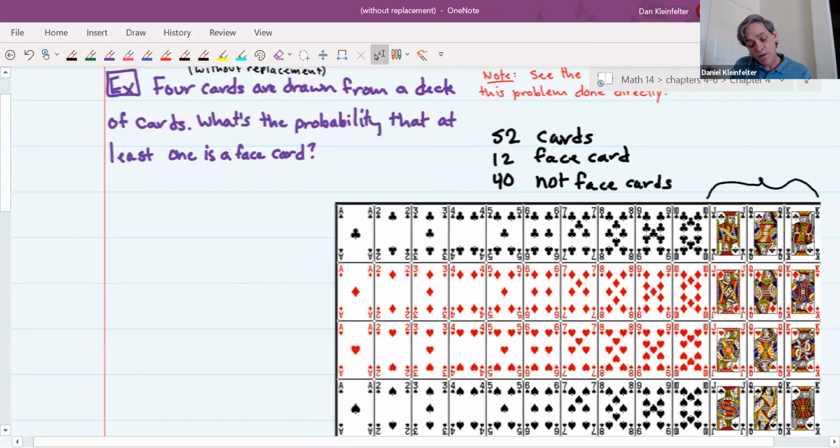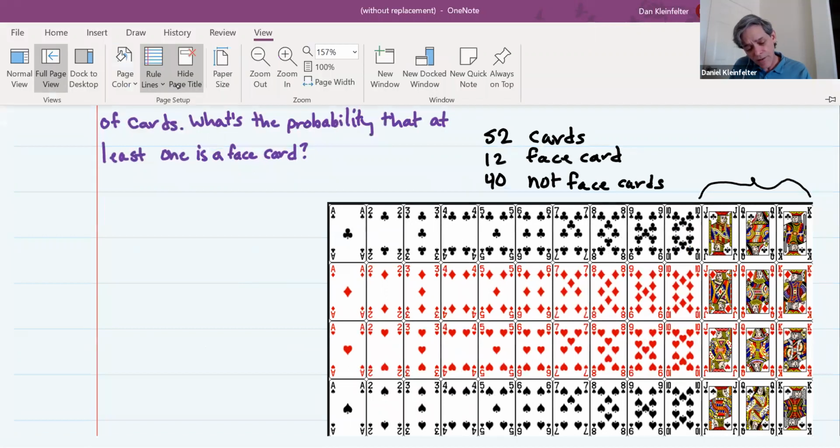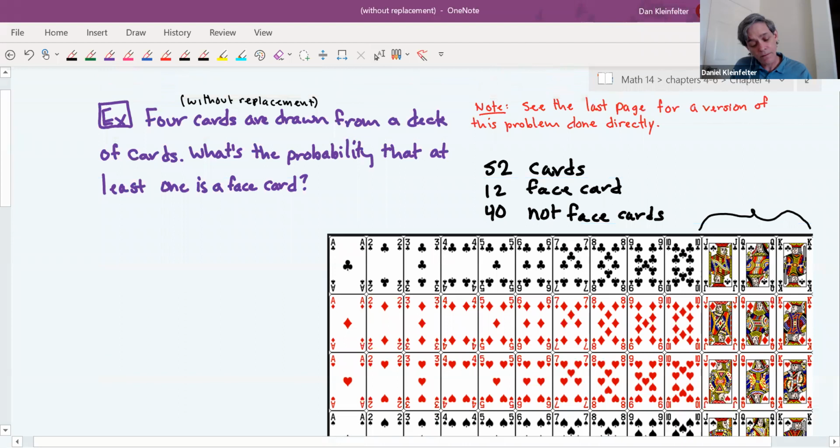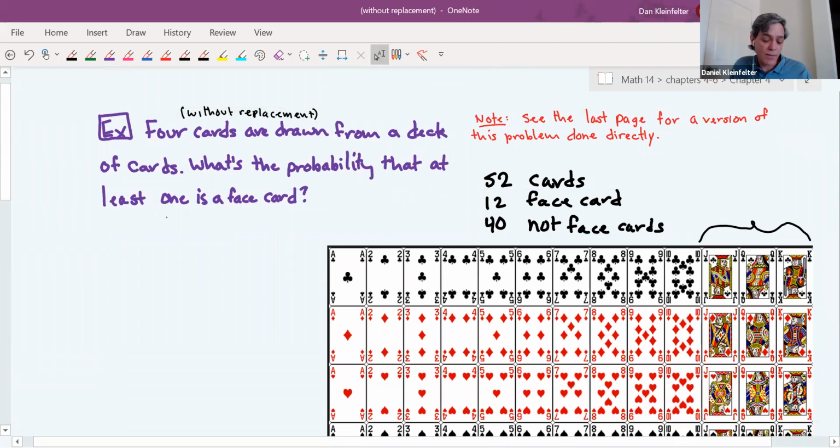So we want to think about what's true if it's not true that there's at least one face card. Let's say that you're betting on getting at least one face card. If that doesn't happen, what does that look like? It's not 2 face cards, it's none, right? So the probability of getting at least one, that is, greater than or equal to 1 face card, is going to be 1 minus the probability of that not happening, which is getting no face cards.